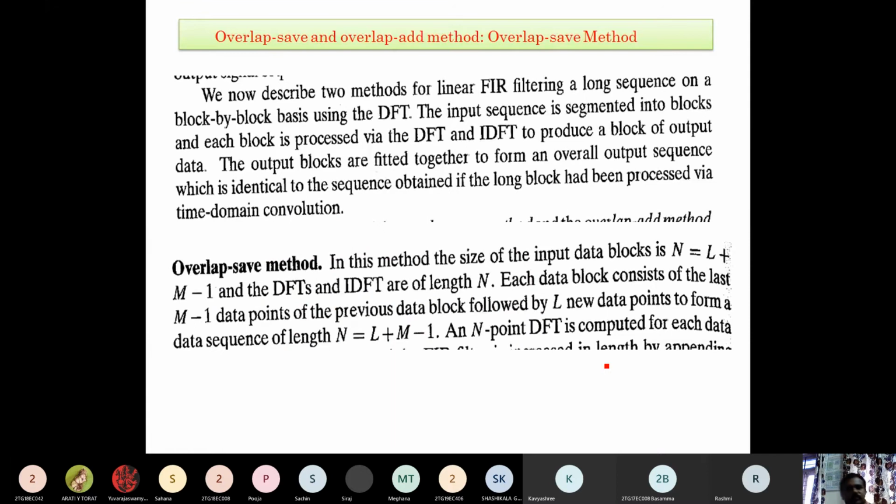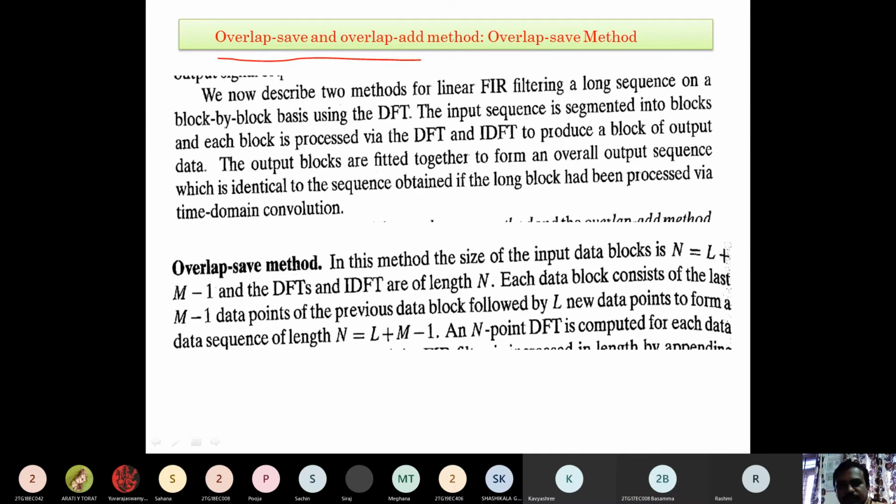Then the next concept is about the overlap save and overlap add method. These two are the methods: overlap add and overlap save. Two methods to perform DFT calculation and IDFT calculation.